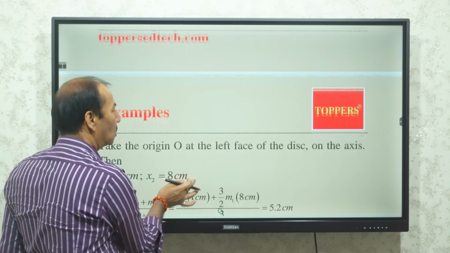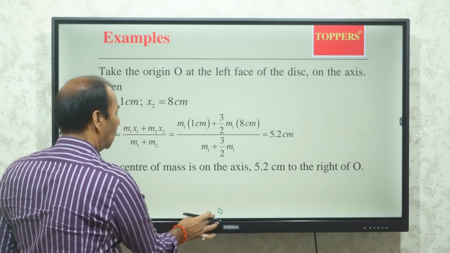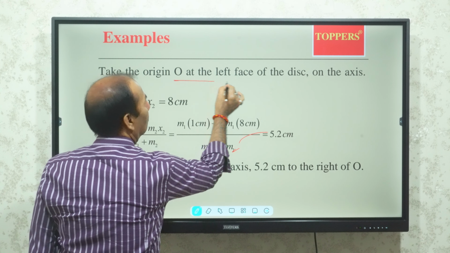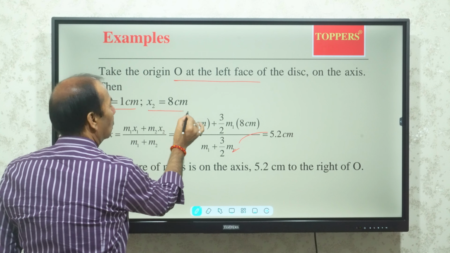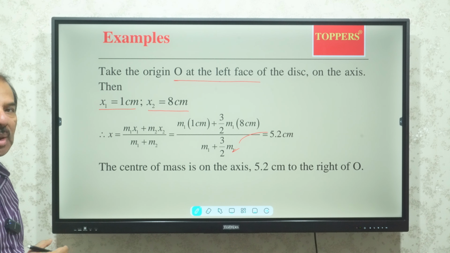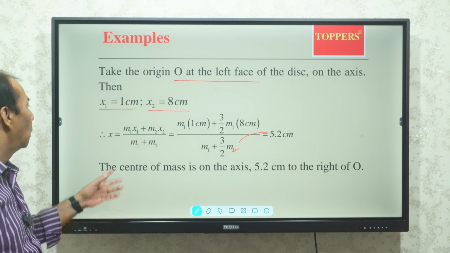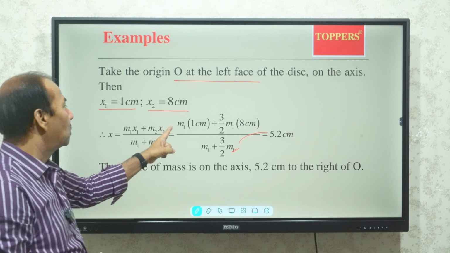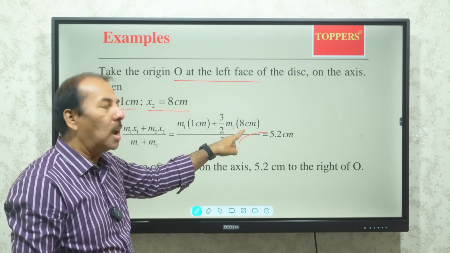When we calculate the center of mass of the entire system, O is taken as the reference point, x1 is equal to 1 centimeter, x2 is equal to 8 centimeter. Those values are already known to us. So the center of mass of the entire system will be m1 x1 plus m2 x2 upon m1 plus m2, that is m1 into 1 centimeter plus 3 by 2 m1 into x2.